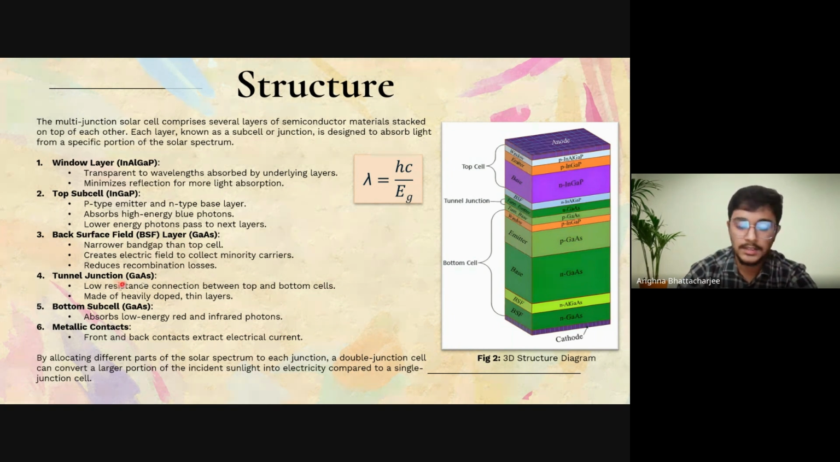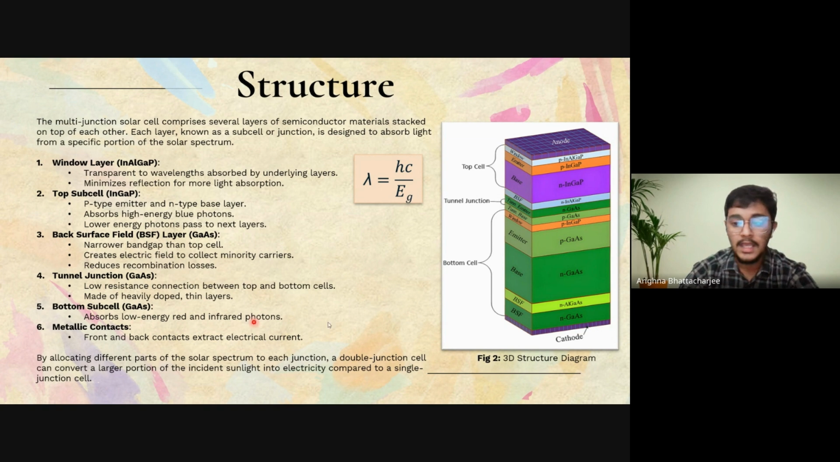Then comes the tunnel junction. Tunnel junctions are thin and highly doped layers which provide the series connection between the top cell and the bottom cell. These provide the low resistance series connection between the top and the bottom cells, thus adding up the current densities of the top cell and the bottom cell.